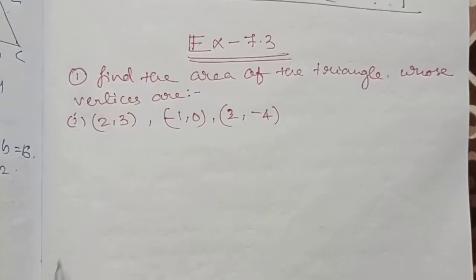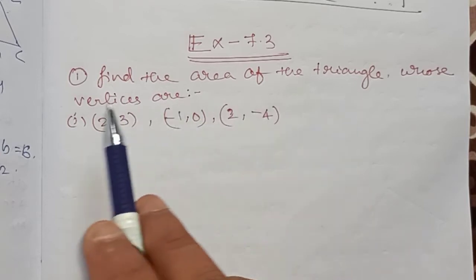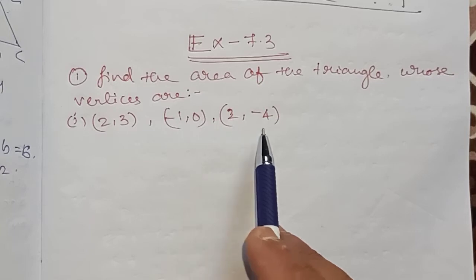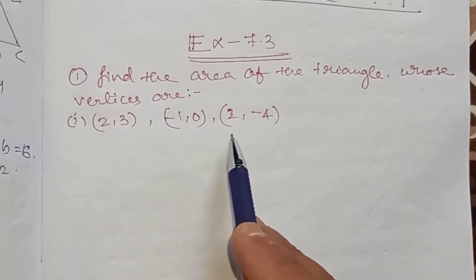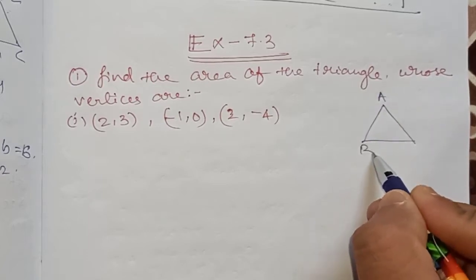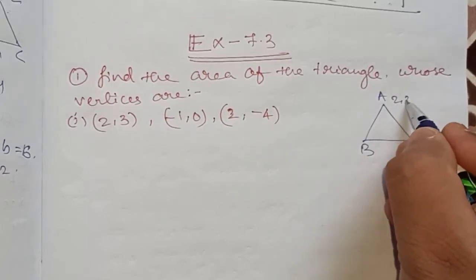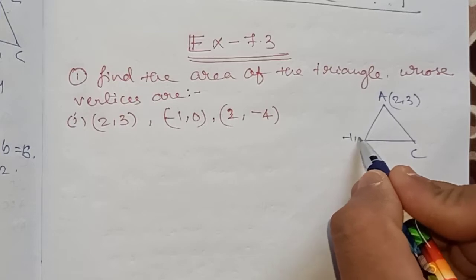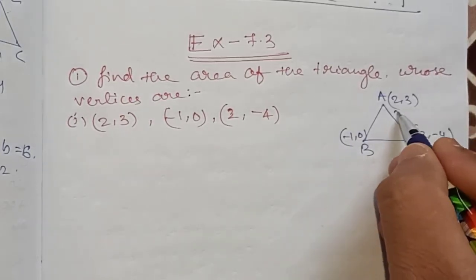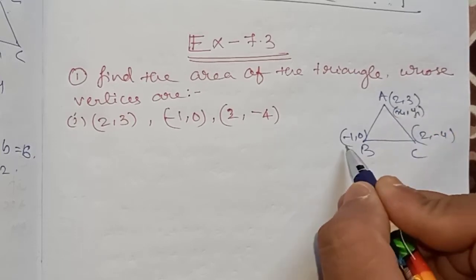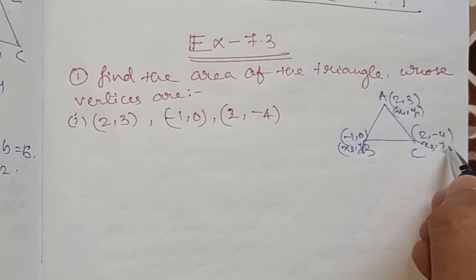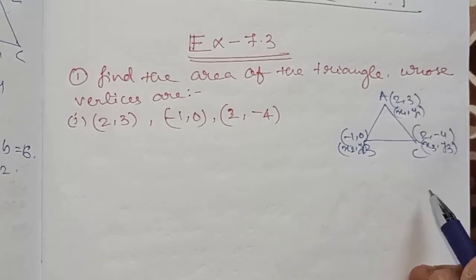Okay, in the first question it is given, find the area of the triangle whose vertices are (2, 3), (minus 1, 0) and (2, minus 4). These are the vertices of a triangle. Suppose this is a triangle ABC. A is (2, 3), B is (minus 1, 0) and C is (2, minus 4). We will take the first one as x1 y1, the second as x2 y2 and the third as x3 y3. Okay, so these are the three vertices of the triangle.